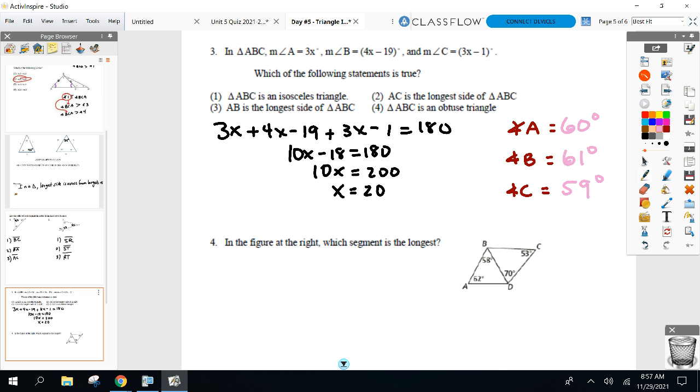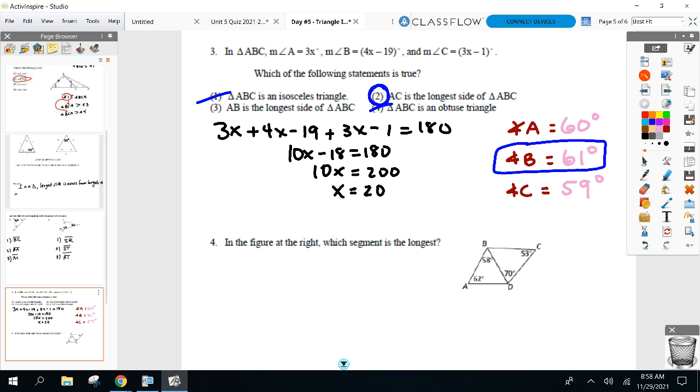Looking good. Okay, is this triangle isosceles? No, because if it was, we'd have 2 congruent angles, right? Is this triangle obtuse? No, one of the angles is not bigger than 90. It's an acute triangle, not obtuse. All right, so now we go longest side. Where's the longest side going to be? It's going to be across from what angle? B, because that is the biggest angle. So what side's across from angle B? AC. There we go, because it's across from the biggest angle.